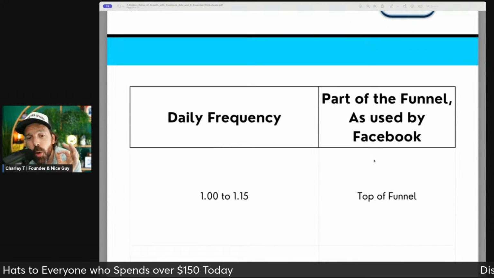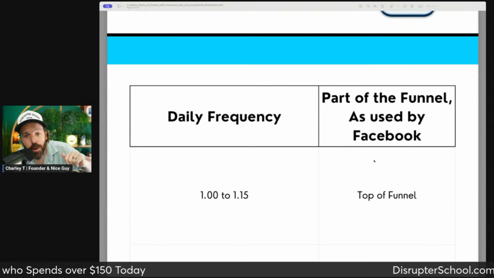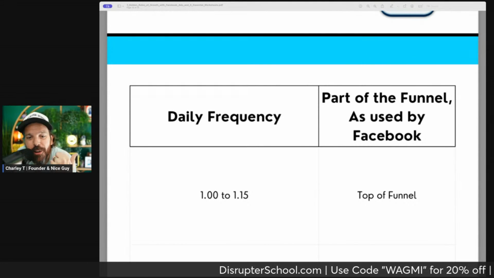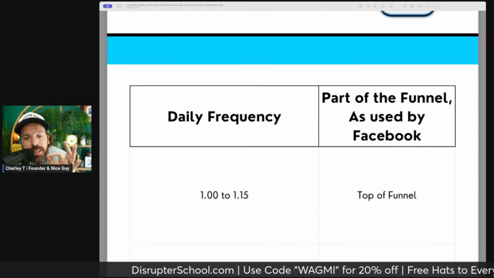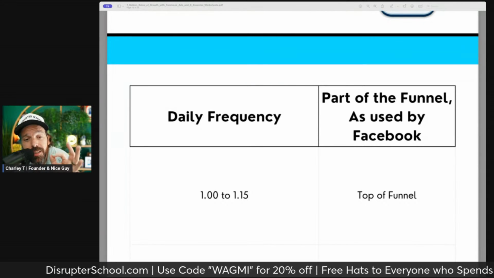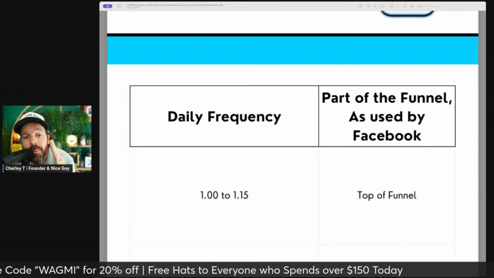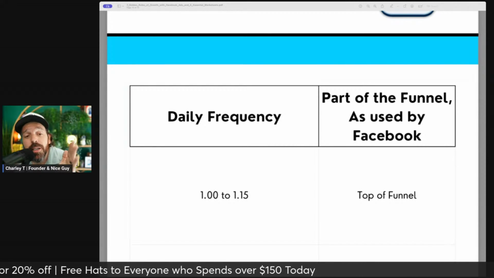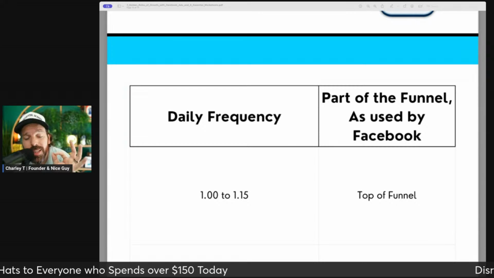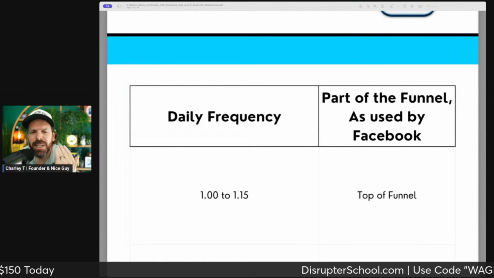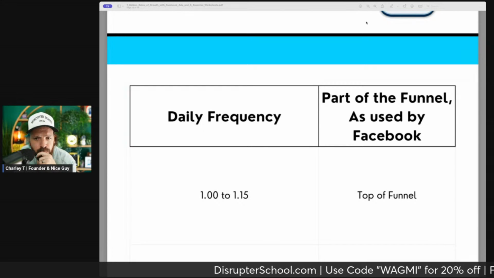If your frequency every day is between 1.00 and 1.15, what that means is up to 15% of people are seeing your ad at least twice a day. That means 15% of people are being retargeted with your ad at a 1.15. Generally speaking, 15% of people is a pretty top of funnel ad.